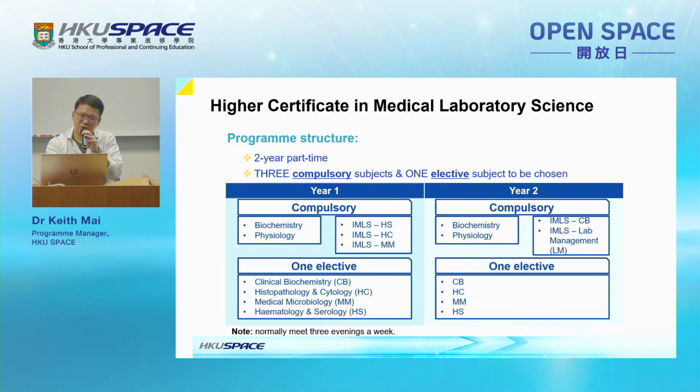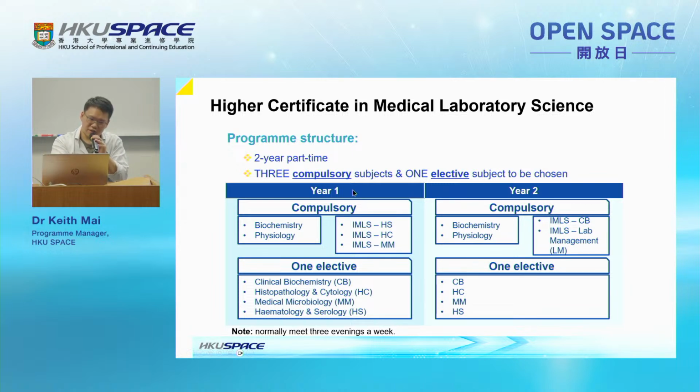So as I said before, this is a 2-year part-time program with 3 compulsory subjects and 1 elective subject. So the 3 compulsory subjects are biochemistry, physiology, and IMLS, which stands for Integrated Medical Laboratory Studies. So this will provide a base for the students to learn about the human body, the human system, and also an overview of all the different specialties in medical laboratory science, along with lab management.